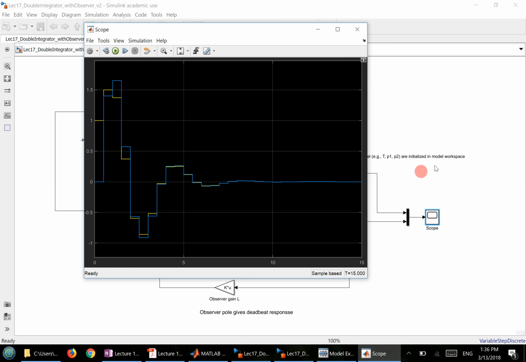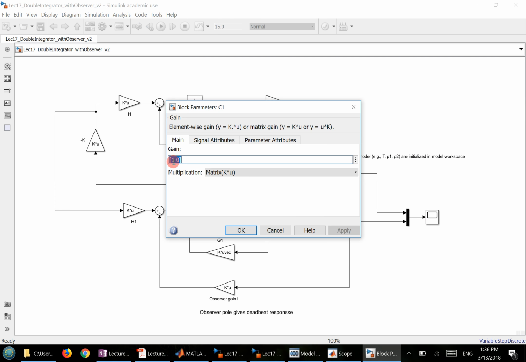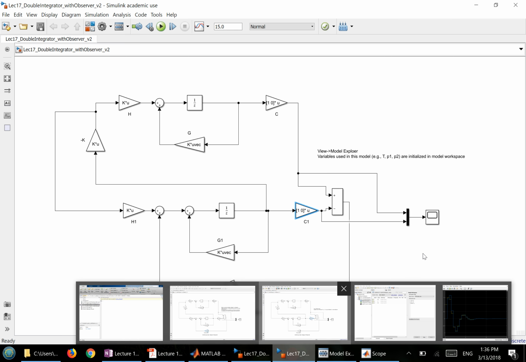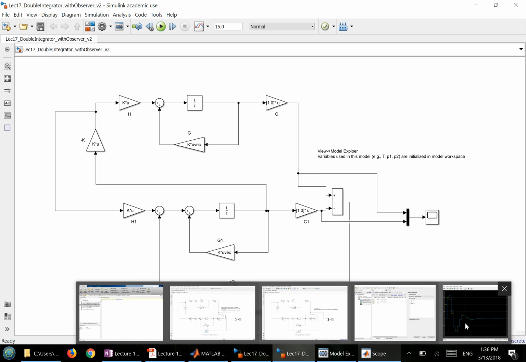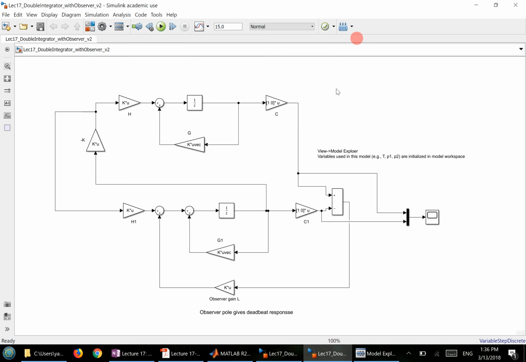You can actually modify the c value here. Instead of 1 0, you modify it to 0 1. Then you can take a look at the estimation of the other state. Or you can output everything to one scope right here. So anyway, that is the observer design. This is basically the full order observer design right here.